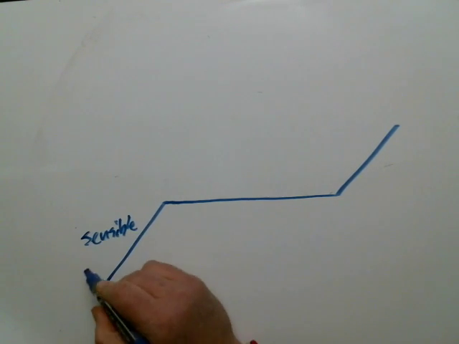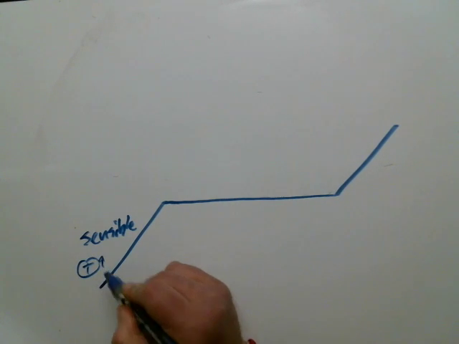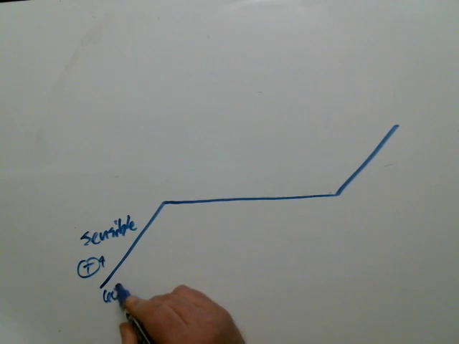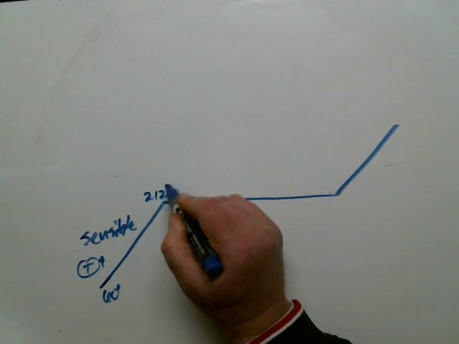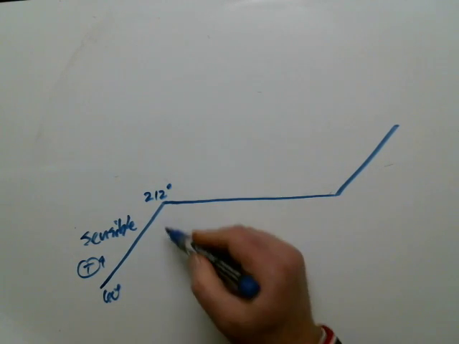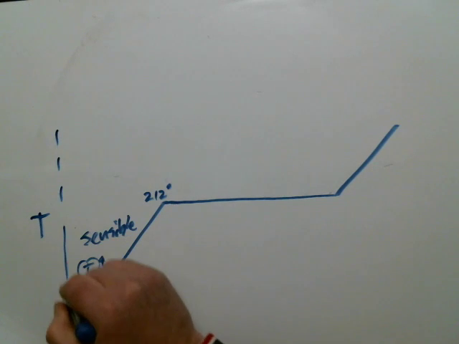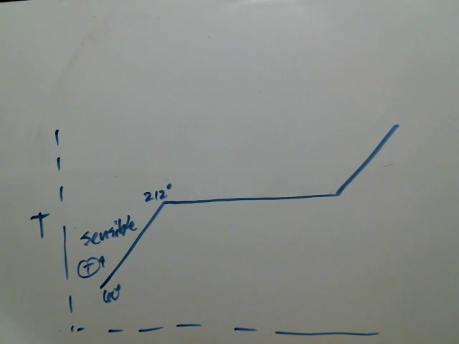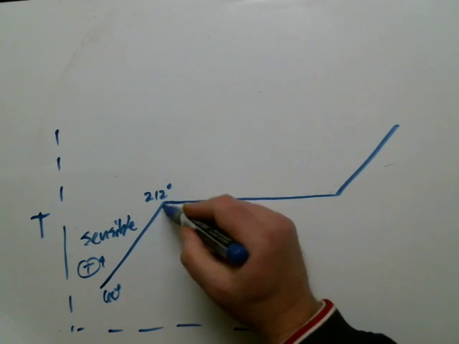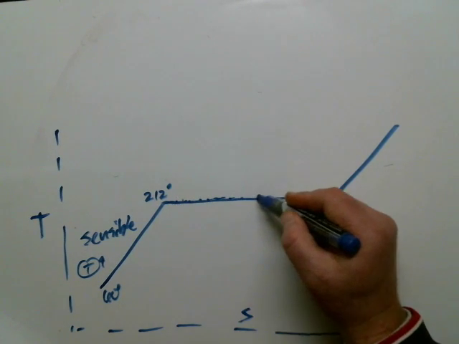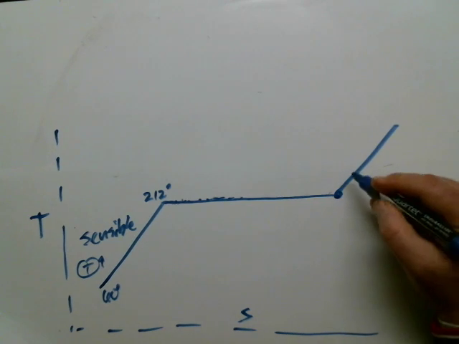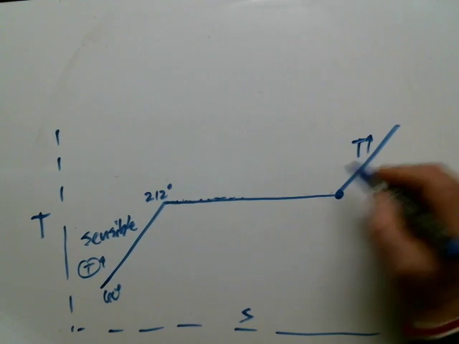Sensible heat was where we saw temperature rise. And here we had 60-degree water, and we saw it rise all the way to 212 degrees at atmospheric pressure. Then this is temperature over here on this curve. This is a TS diagram, remember. This is entropy down here. And temperature was constant, and then once again I saw a temperature increase.